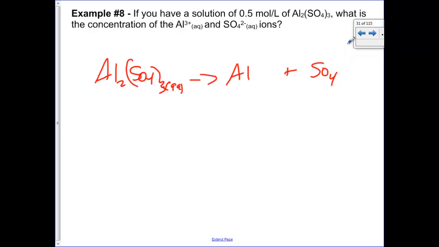Now, if I'm notating this properly, though, I need a few more things than what I've just written. First, I should write aqueous after everything, because the state of matter is really important. I'm going to be very picky on that. Please don't skip that. Is it Al by itself? If it's Al by itself, it's solid. Well, actually, the charge on aluminum is 3+. What about the charge on sulfate? -2.